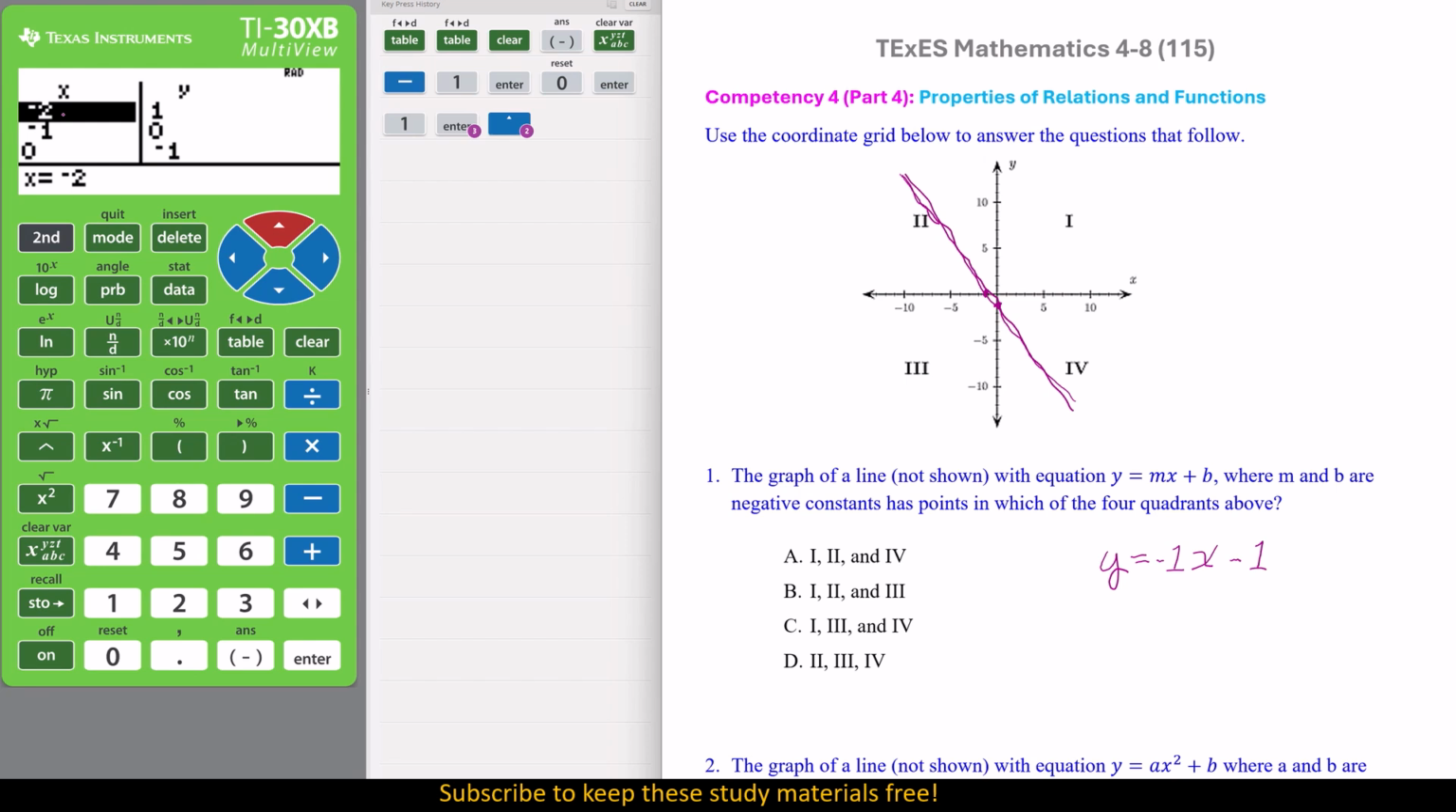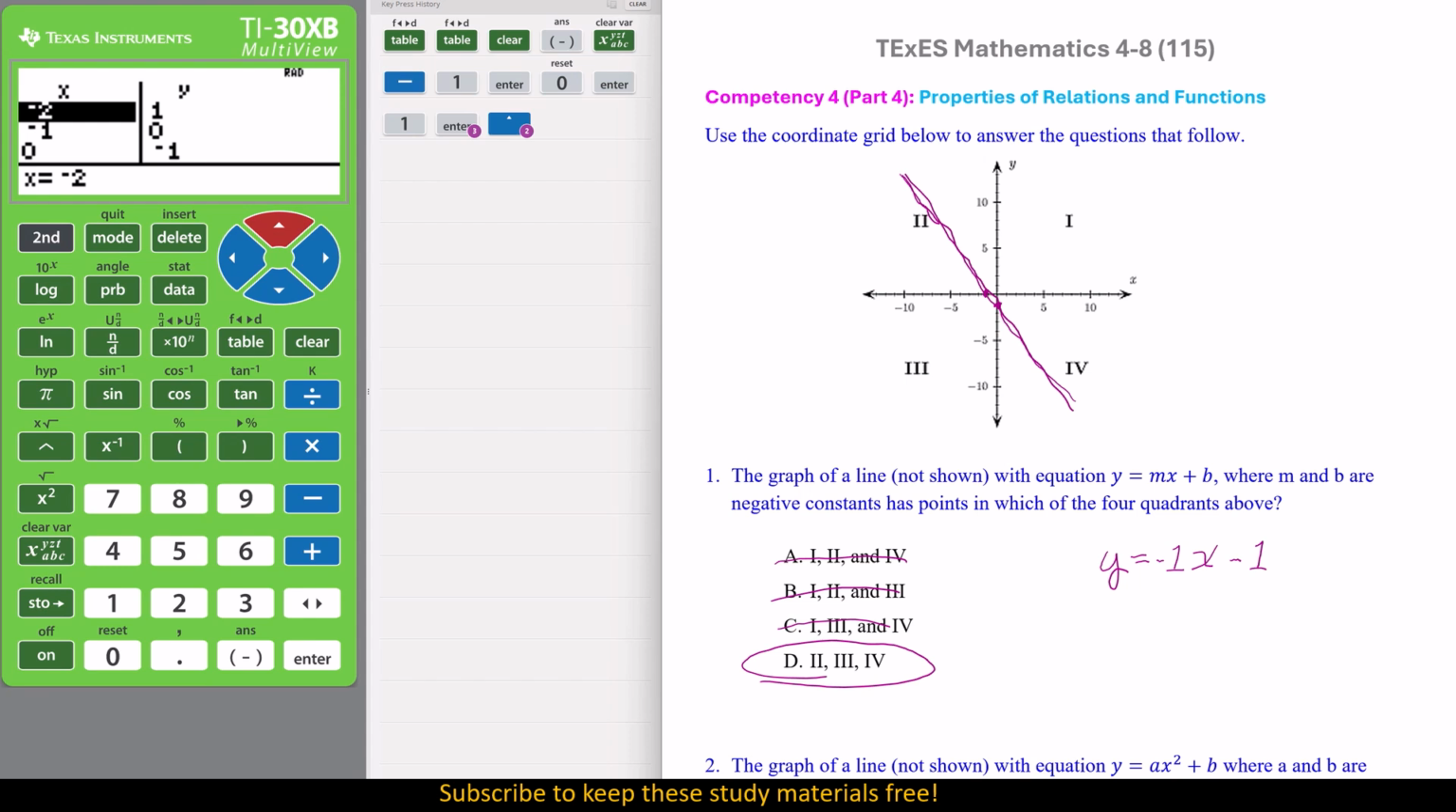Notice that my line never goes into quadrant 1. Okay? And that's what we need to look for here. We need to mark out everything that has quadrant 1. Well, that only leaves option D.